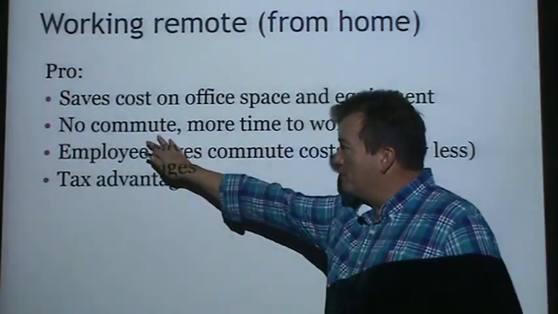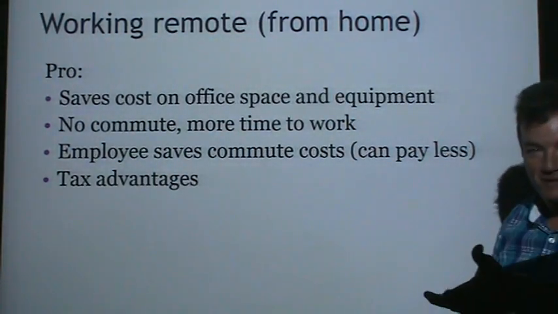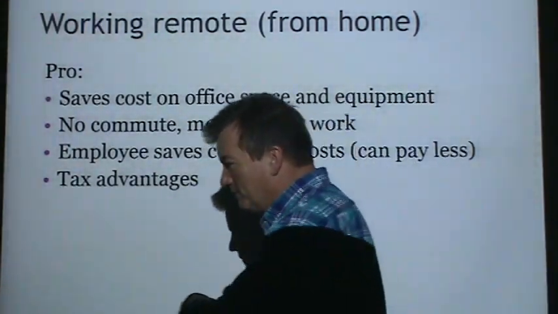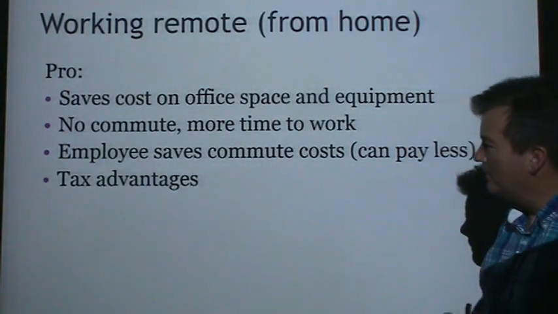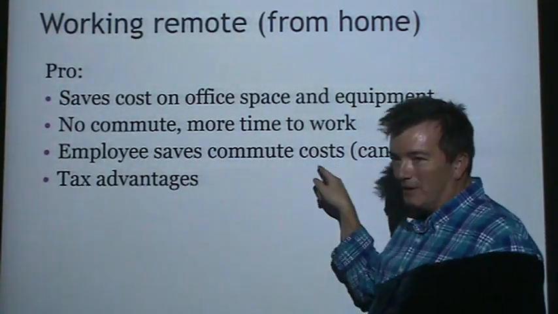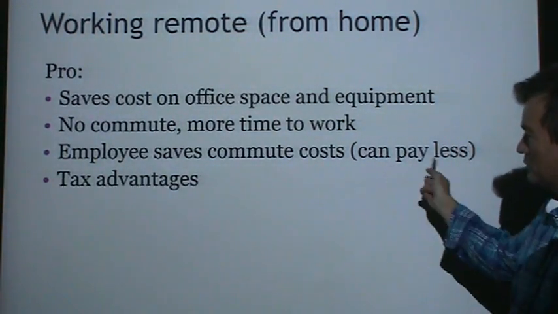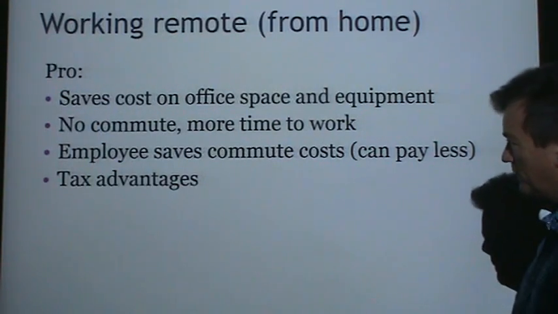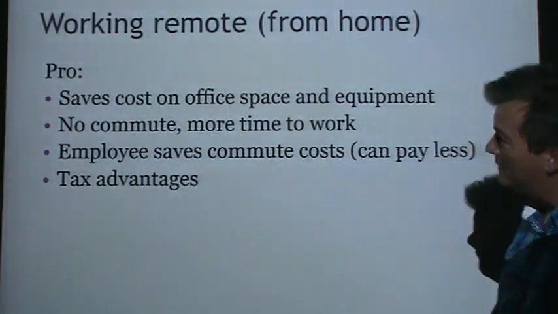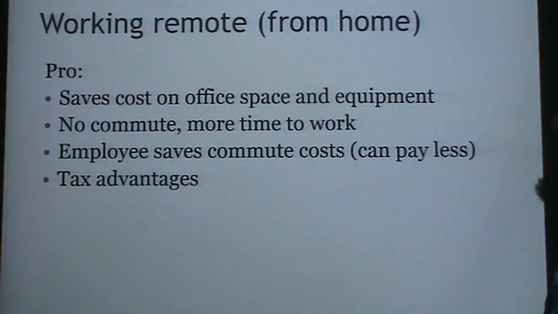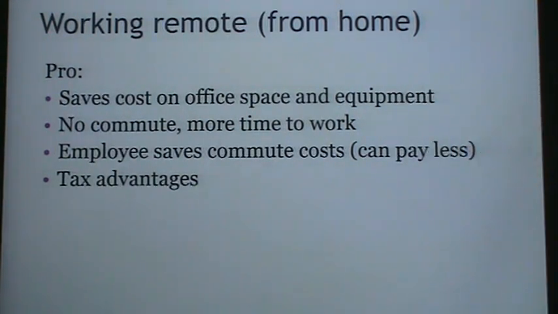Another pro would be there's no commute for your employees, so they could spend more time working. Instead of driving 45 minutes to get to work and driving 45 minutes home, employees now have an extra hour and a half every day to work. The employees save on the cost of commuting, so they don't have to put gas in their car and pay tolls. So you can actually pay them less, because they don't have to spend as much money coming to work. And there's also tax advantages to your company. So it is pretty popular to do. Some companies like doing this. Like I say, Oracle does this a lot now, have their employees working remotely.